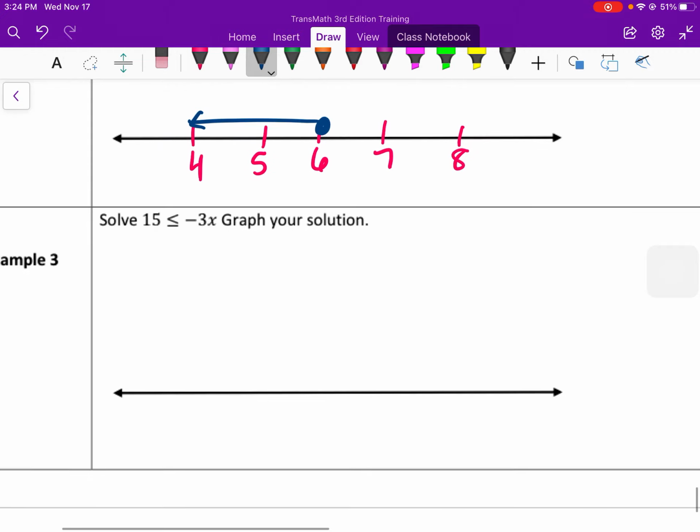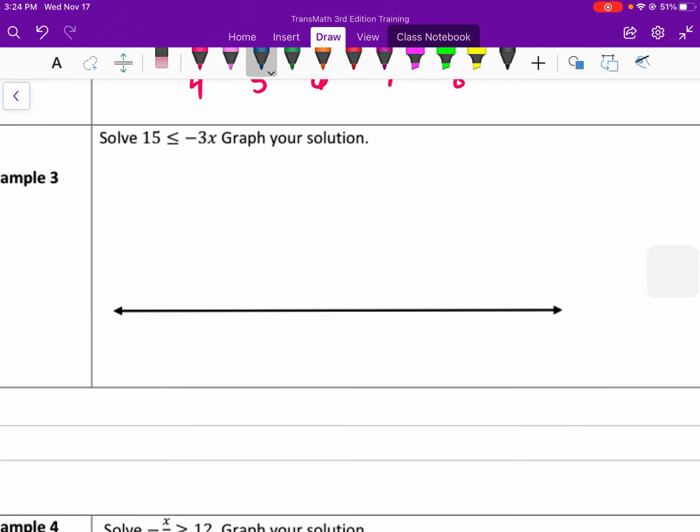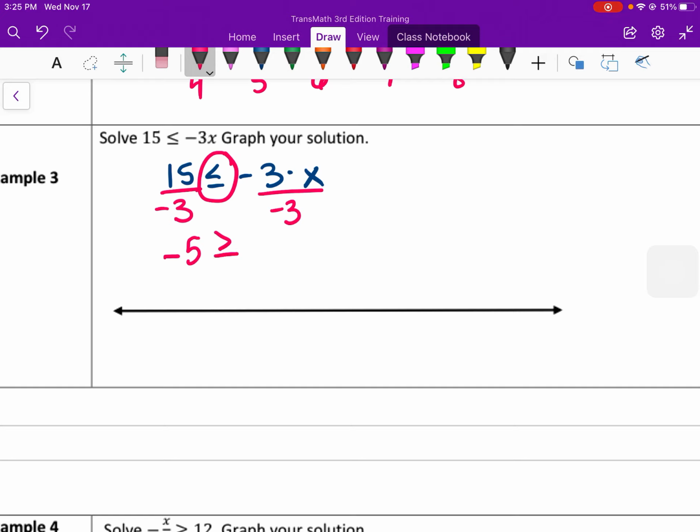said 15 is less than or equal to negative 3x. So 15 is less than or equal to negative 3 times x. The inverse of multiplying by negative 3 would be to divide by negative 3, and we're going to do that to both sides. So 15 divided by negative 3, a positive divided by a negative gives us a negative answer, and 15 divided by 3 is 5. Since we divided by a negative, we have to reverse our inequality sign. So instead of less than or equal to, we make that greater than or equal to. Then negative 3 divided by negative 3 is 1, and we get x.